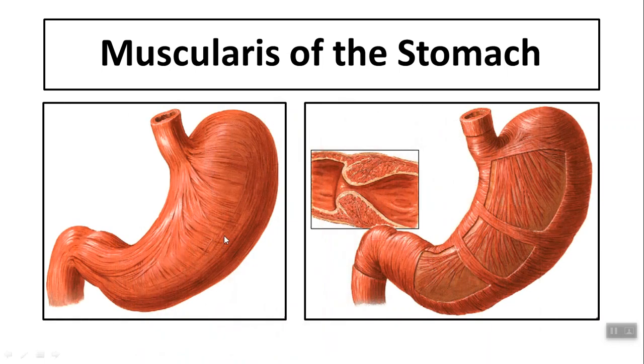We can see here the longitudinal layer, the circular layer, and the additional oblique layer. In the pylorus, we have a thickening of the circular smooth muscle layer to form the sphincter called the pyloric sphincter, which controls the rate of passage of food from the stomach to the small intestine.